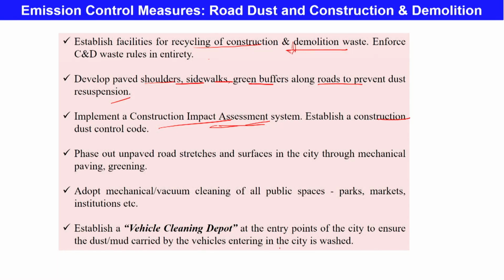Adopt mechanical vacuum cleaning of all public spaces such as parks, markets, institutions. This is very important. If you do not do this, we are not going to mitigate the urban air pollution. Establish a vehicle cleaning depot at the entry points of the city to ensure dust and mud carried by the vehicle do not enter the city. So, this is another very important thing, that a vehicle cleaning depot must be created.